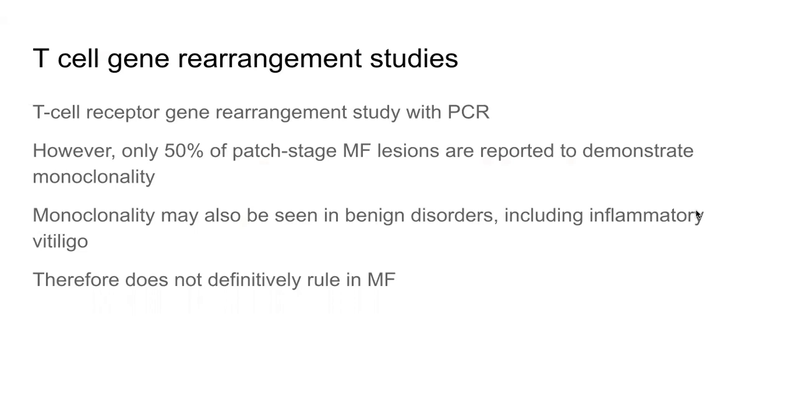Now, how do the T-cell gene rearrangement studies compare? Interestingly, only 50% of patch stage mycosis fungoides lesions demonstrate monoclonality. And monoclonality is also seen in a number of other benign disorders, including inflammatory vitiligo, funnily enough. So it's not a good marker of definitively ruling in mycosis fungoides as a diagnosis.